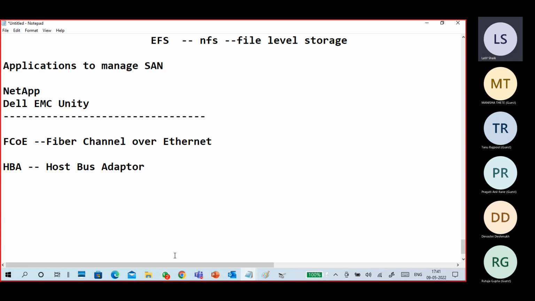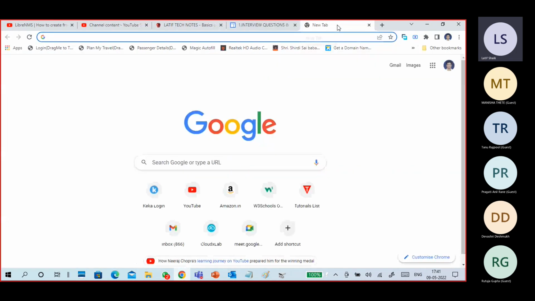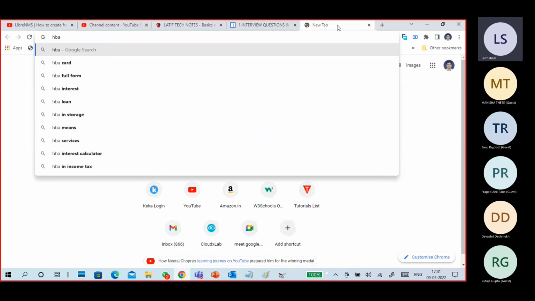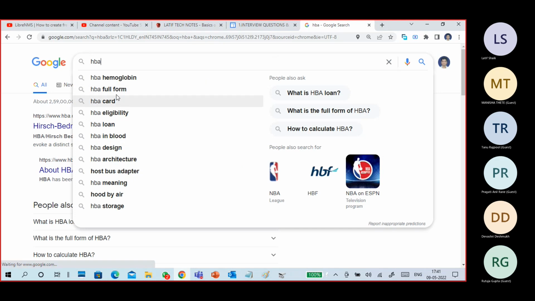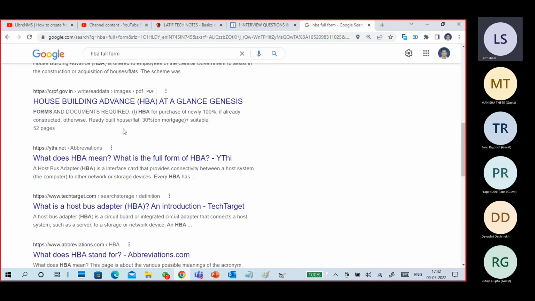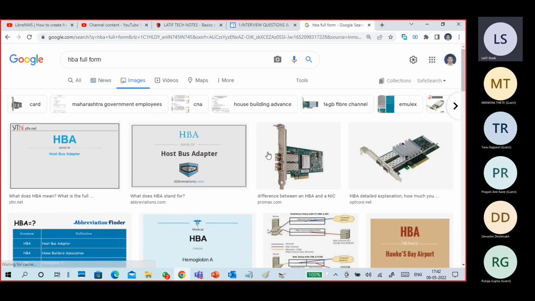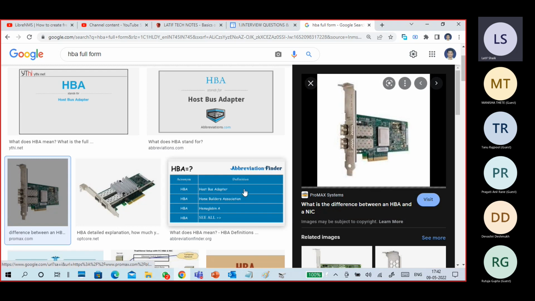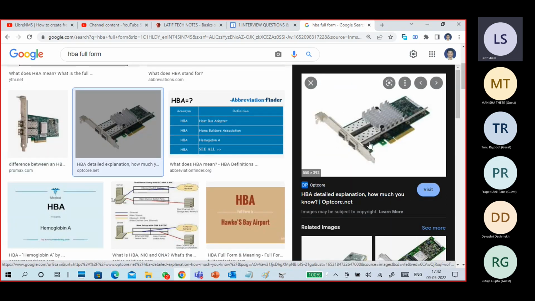Host bus adapter. I will show you the picture of how it is. It's a fiber channel kind of stuff only. HBA. Host bus adapter. Oh, I like this, this is the correct one. Okay, host bus adapter looks like this one. See, it is also an adapter. We insert it into our server.